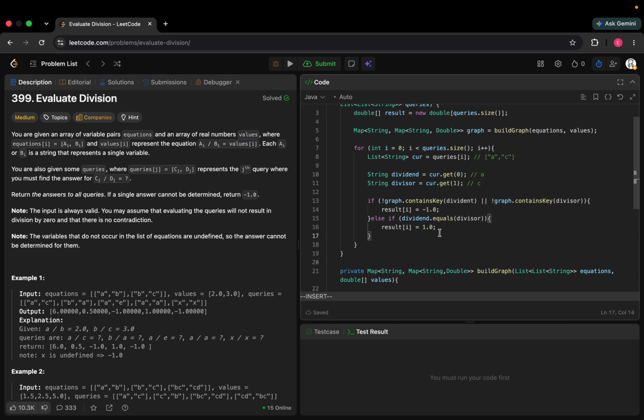Otherwise, we need to use DFS to solve this problem. So I need to set up a visited set to start the DFS on the graph. So we need to mark nodes as visited.